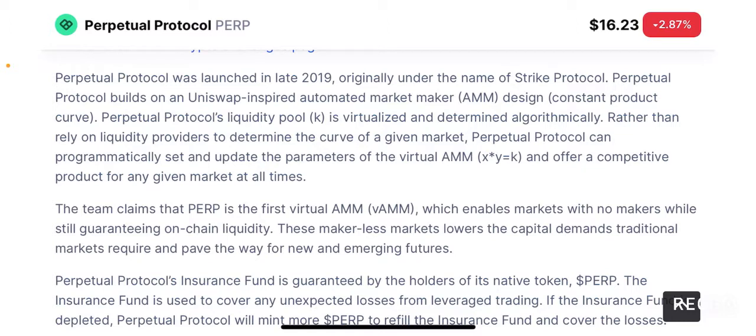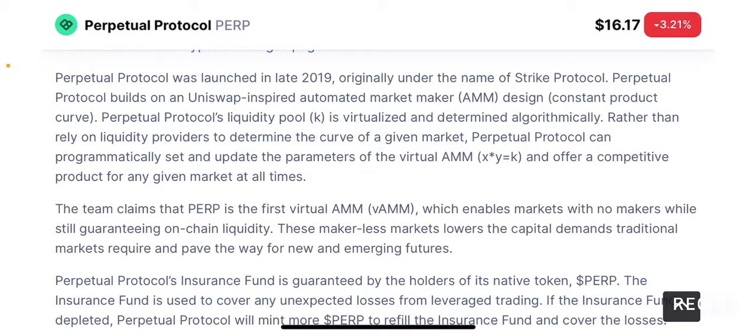So the liquidity pool, which is considered as K, is virtualized and determined algorithmically. Unlike a traditional automated market maker, it's not determined in that way. It's determined using a virtualized and algorithmic model, right? That's basically how the liquidity pools in Perpetual Protocol are determined. And instead of fully relying on people who produce liquidity in order to sustain itself, they've used a method to determine the curve of the given market.